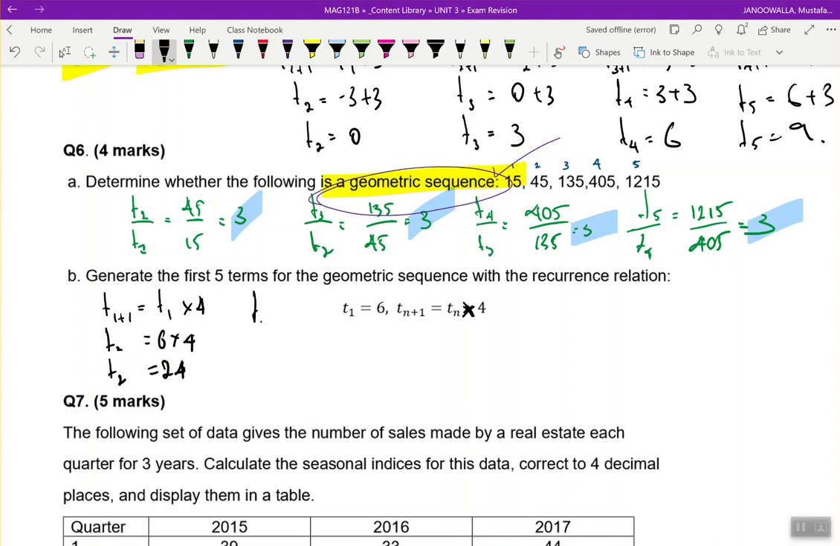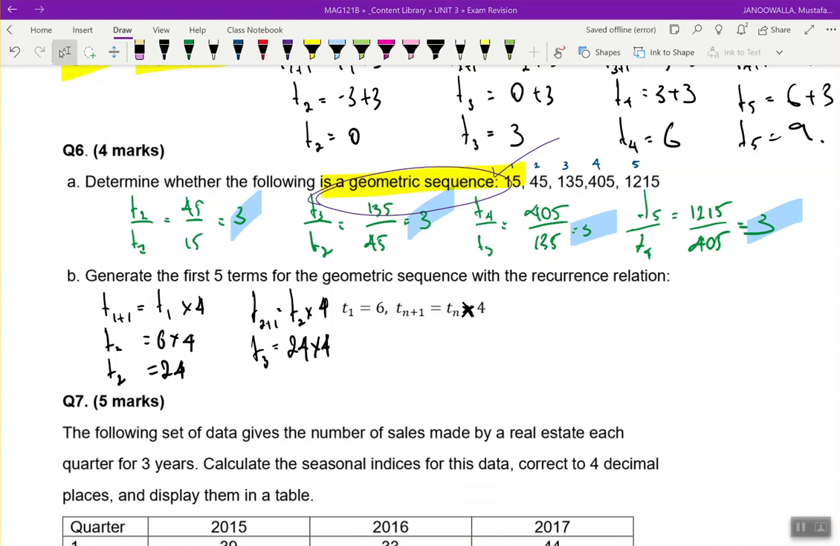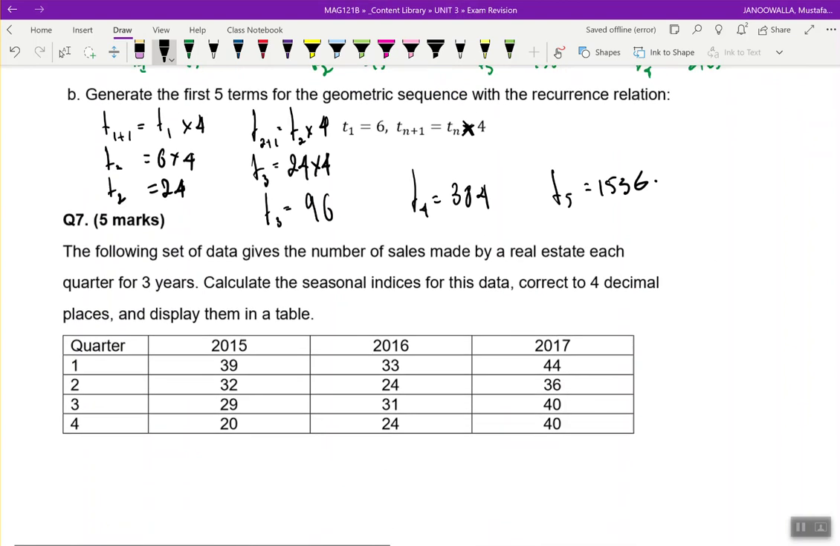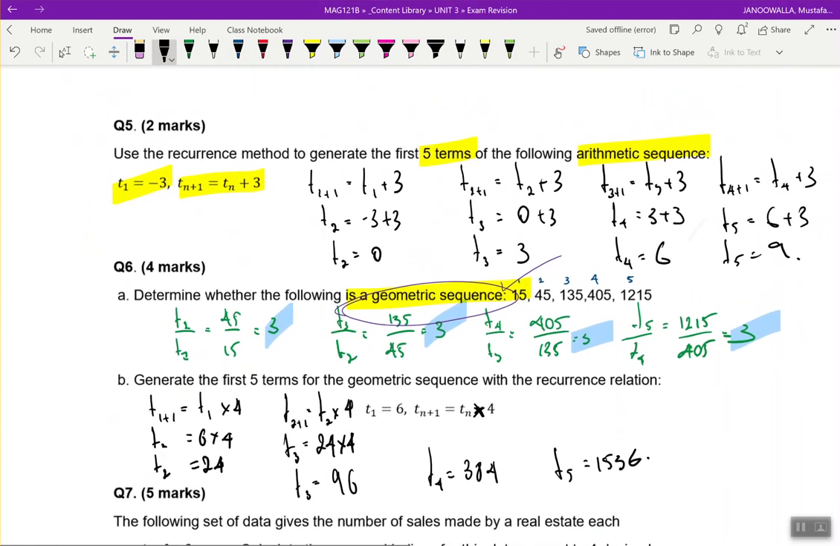And then again, term 3 is term 2 times 4. So term 3 is 24 times 4, which is 96. After that, term 4, if you keep going, will be 384, and term 5 is 1536. Alrighty, and that is question 5 and 6.